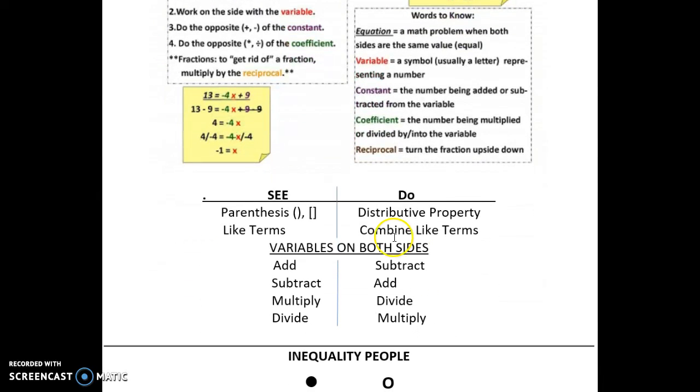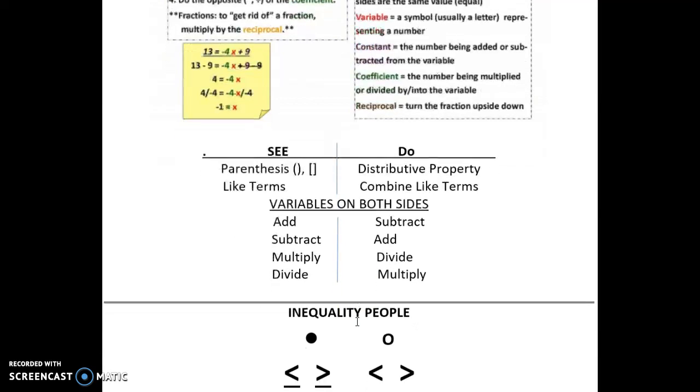When we talk about solving equations, we learned the see-do chart. If we see parentheses, then we do distributive property. If you see like terms on the left or like terms on the right of the equal sign, then we combine like terms. And then we do what we call VBS, or variables on both sides, where if you see add, you do subtract. You see subtract, you do add. You see multiply, you do divide. And you see divide, you do multiply. We don't usually have to simplify or change to decimals, but sometimes the directions would tell us to do that, and that's where we would add the last step, right down here, to simplify or change to a decimal.